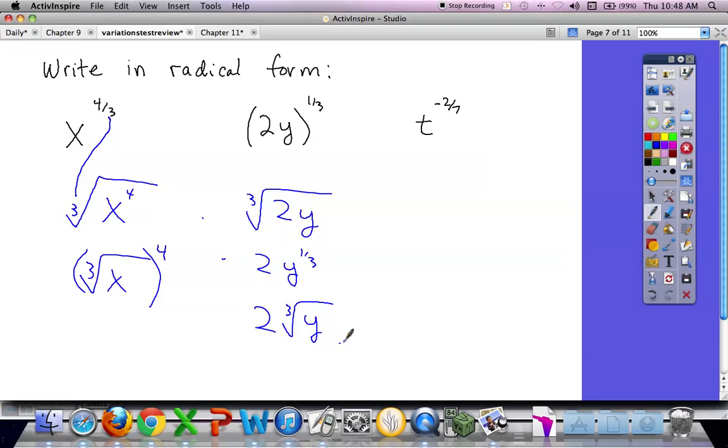Okay, what do you do with an exponent that has a negative? What does that negative tell you to do? Somebody just flip it. If it's a negative exponent in the numerator, it is a positive exponent in the denominator. So now we can write it as 1 over a radical. What's the index of the radical? 7. So we could say this is t squared. So remember, if you have a negative exponent, you flip it.